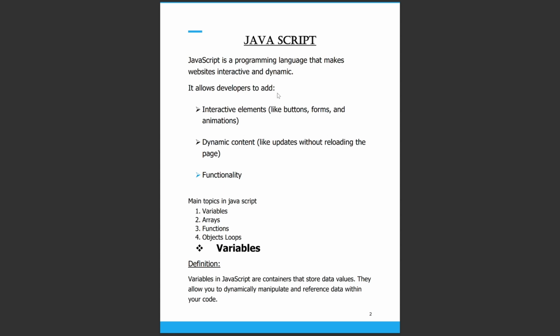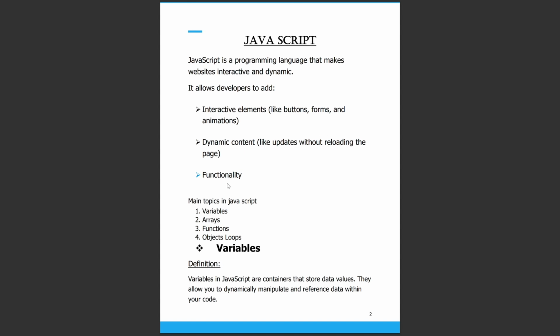Today I am going to explain about JavaScript basic topics. Mainly, JavaScript is a programming language that makes websites interactive and dynamic. It allows developers to add interactive elements like buttons, forms and animations too, and dynamic content like updates without reloading the page, and functionality. Main topics in JavaScript are variables, arrays, functions, objects and loops also.